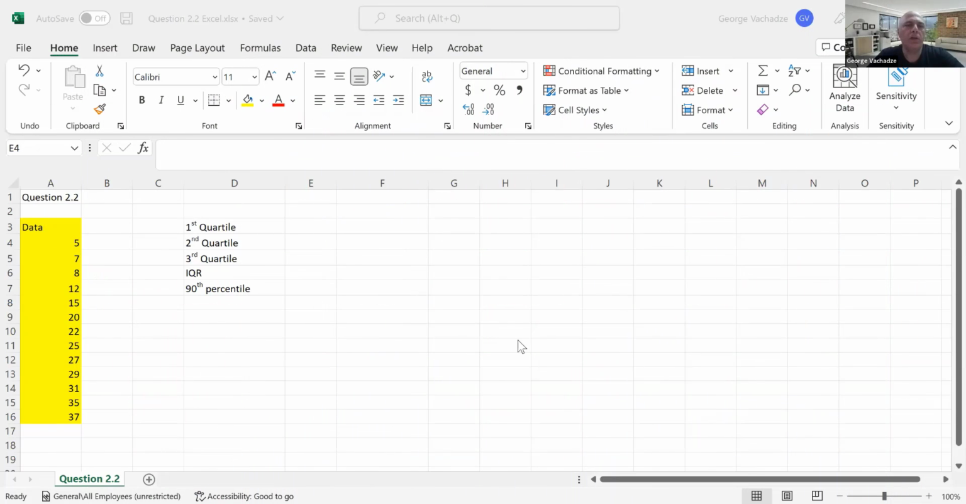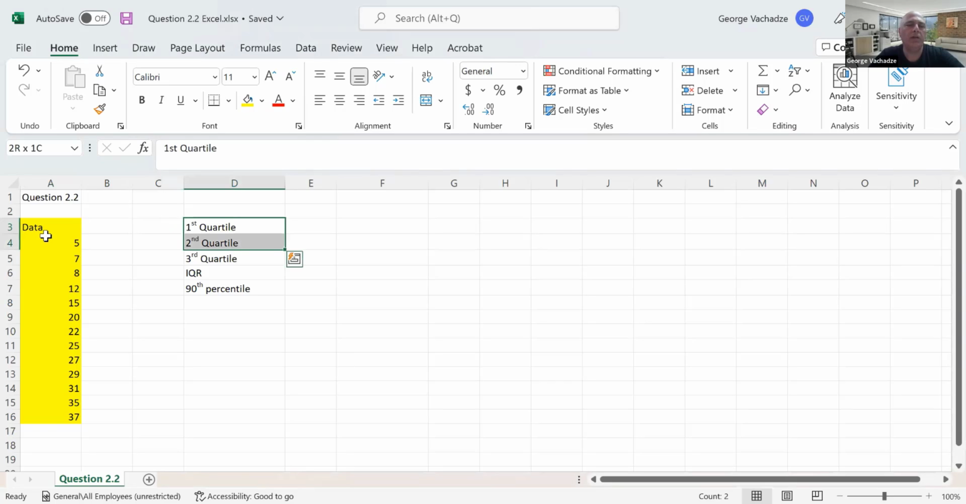Hi, in this short tutorial, I will review question number 2 from chapter 2 and show you how to solve it in Excel. On the screen, you see an Excel spreadsheet. I have data highlighted in yellow, and I would like to find the following quantities: first quartile, second quartile, third quartile, interquartile range, and the percentile.